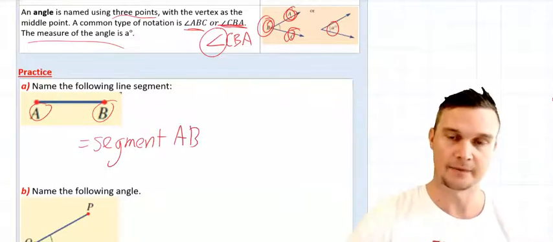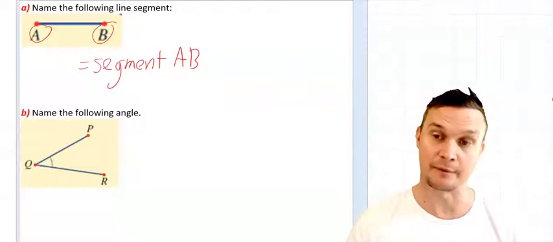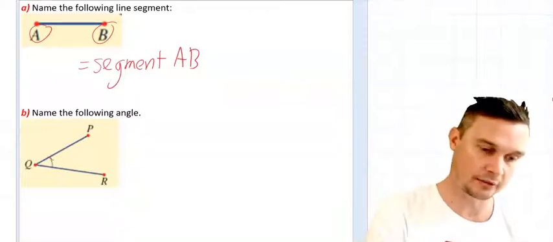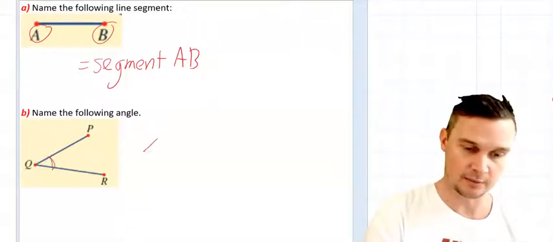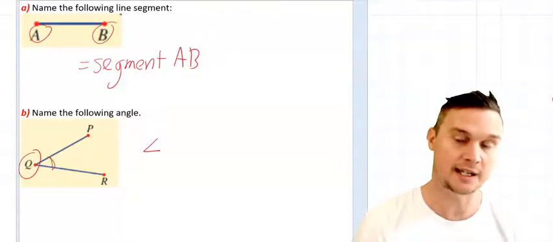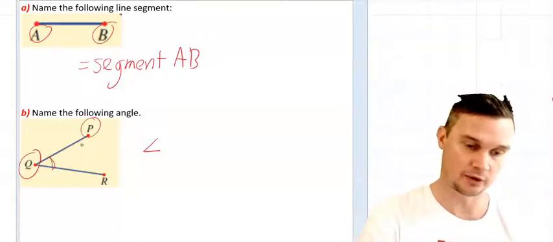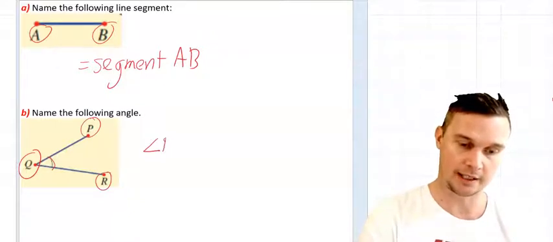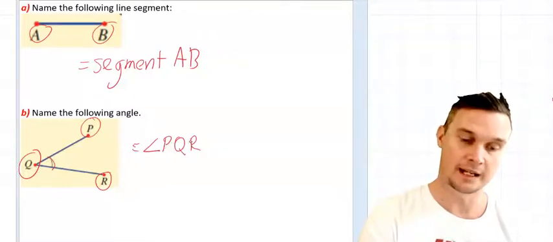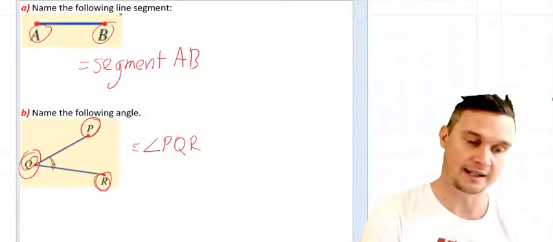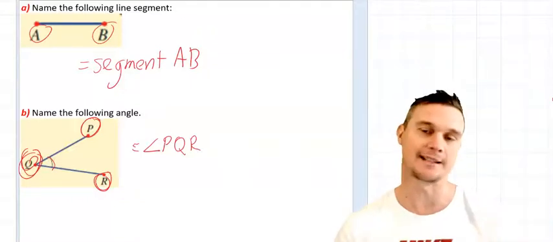A, B. Now the last one here, we're going to name the following angle. So our angle is here. So we're going to use that symbol for angle. And remember, the vertex letter goes in the middle of the three letters. So it doesn't matter which one we choose out of these two, but we'll go P, Q, R. So we've named this angle by using the angle symbol and then putting the 3 points together, making sure that our vertex is that point.